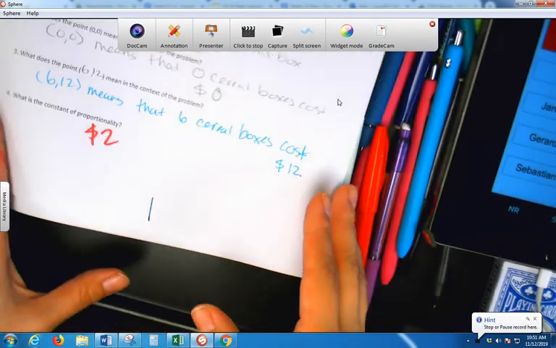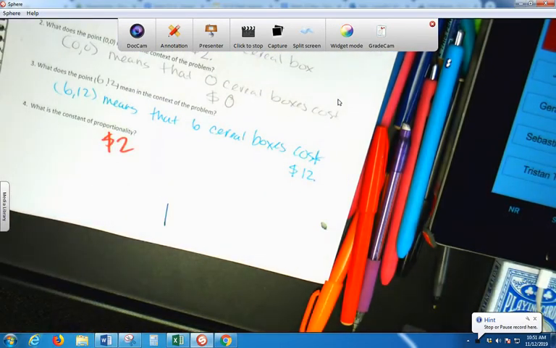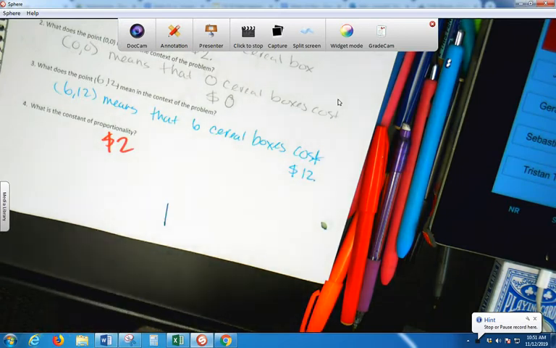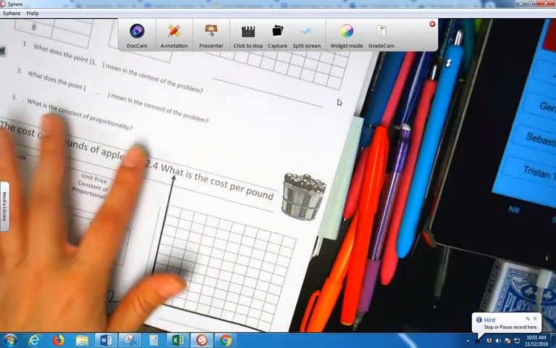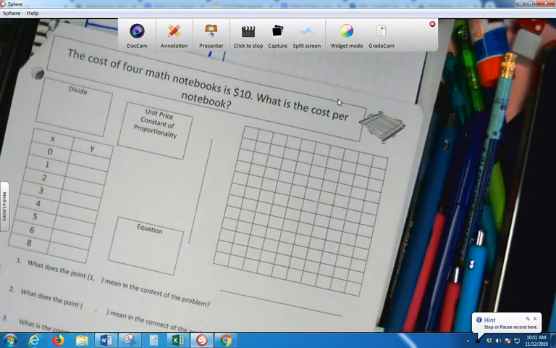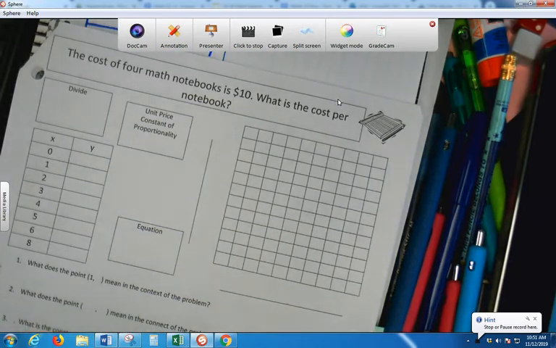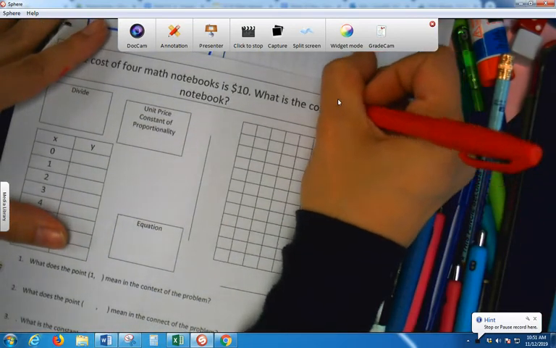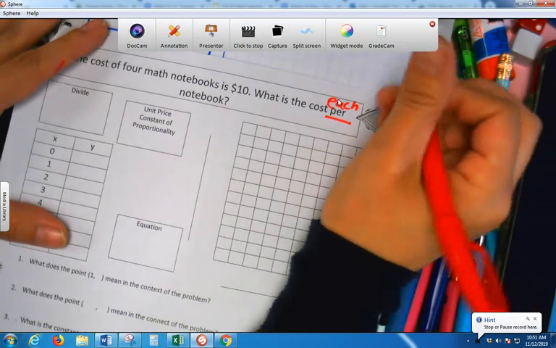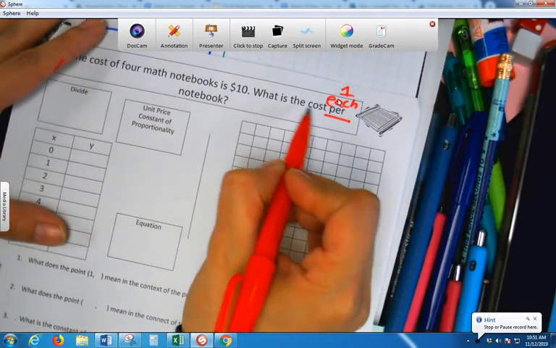Read the next problem to yourself. Did you read the next problem to yourself? Okay, the cost of 4 notebooks is $10. What is the cost per notebook? Oh no. What does per mean? Each. What does each, per, mean? 1. So I'm asking you, what is the cost of 1 notebook?